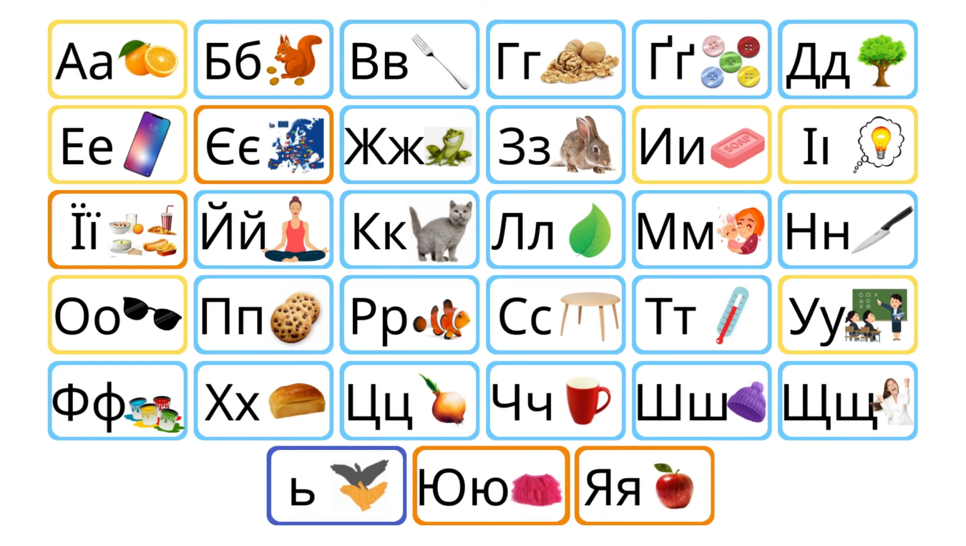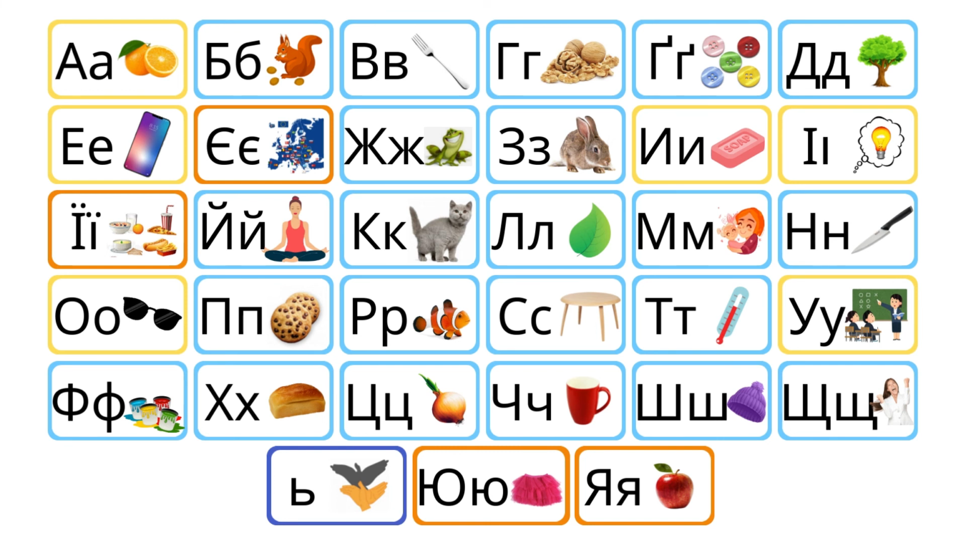А. Апельсин. Б. Білка. В. Виделка. Г. Горіх. Ґ. Гудзик. Д. Дерево. Е. Екран. Є. Європа. Ж. Жаба. З. Заєць. И. Мило. І. Ідея. Ї. Їжа. Йот. Йога.